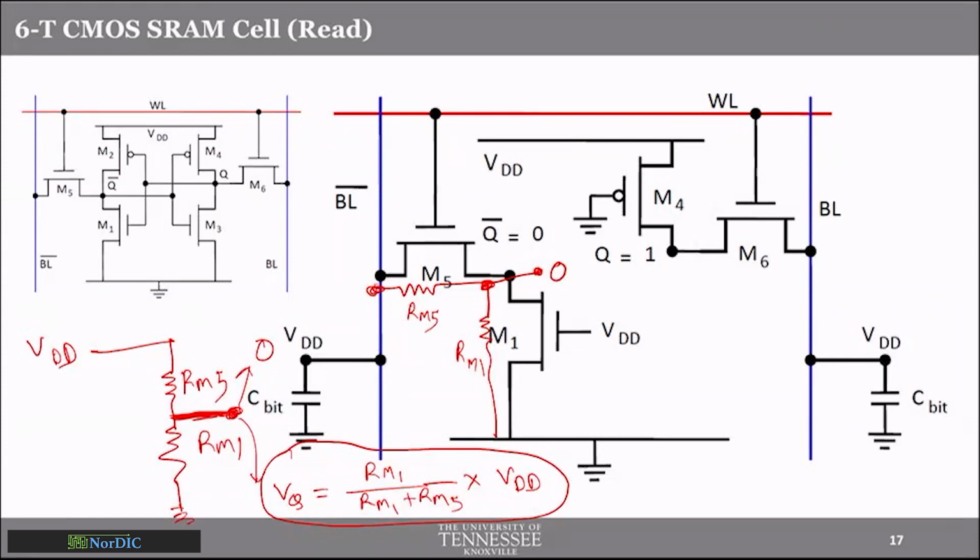We can make it smaller with respect to RM5. Yeah. So in terms of resistances, yes, thank you for that. In terms of resistances, you can increase the resistance of RM5. That means, as you see, if RM5 increases, the voltage at this point, VQ, will reduce, right? In a voltage division scenario, the larger resistance will take the greater share of the voltage. So you make sure RM1 has a smaller resistance. And how do you make the resistance of a transistor smaller?